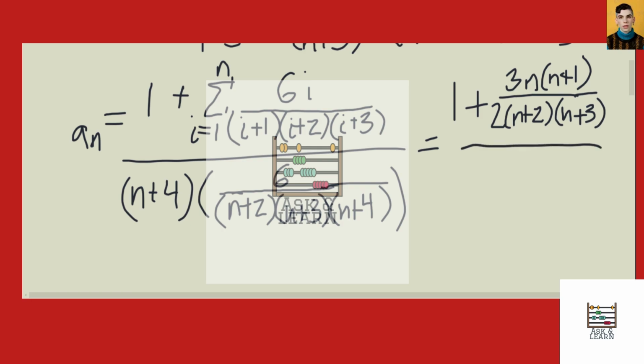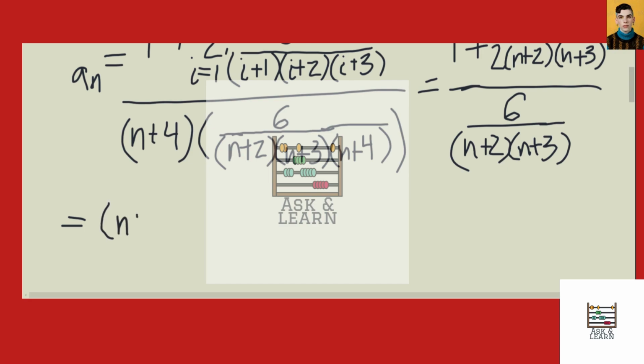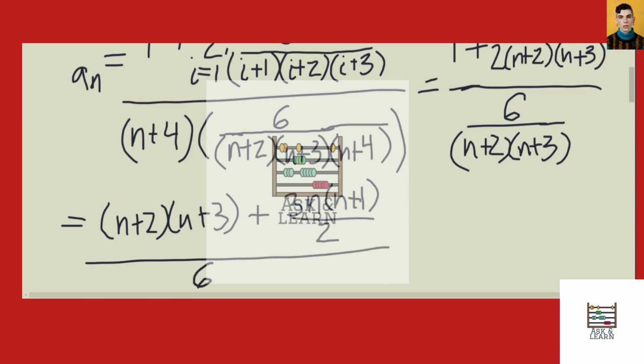And then in the denominator, the n plus 4's cancel out to give us 6 over n plus 2 times n plus 3. And then multiplying the top and bottom by n plus 2 times n plus 3, we get n plus 2 times n plus 3 plus 3n times n plus 1 over 2, all divided by 6.